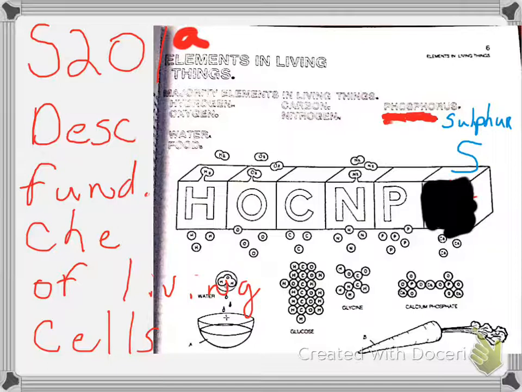Alright, I found this cool little picture in a book of mine. So it's hydrogen, oxygen, carbon, nitrogen, phosphorus, and we say sulfur. Okay, this book said calcium, so I erased that. Sulfur is S. Alright, so those are the basic elements you're going to find in all living things.